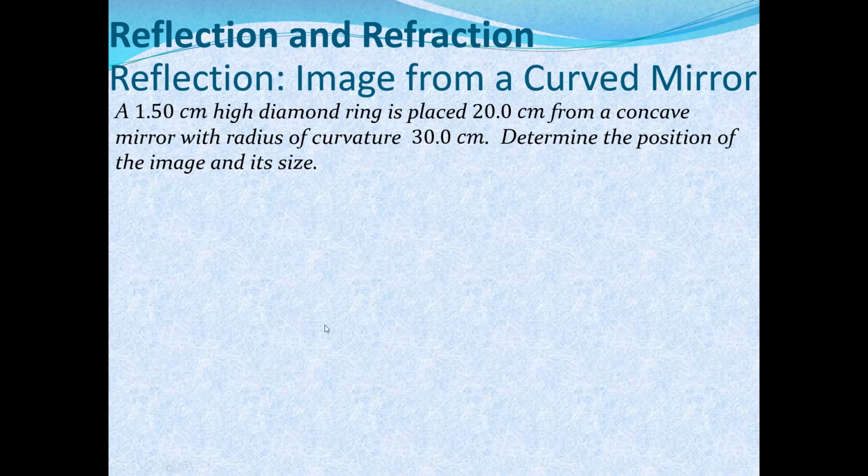All right. So here what we have is a diamond ring. It's placed 20 centimeters from a mirror that has a radius of curvature of 30. So from here I know that the focal length is 15. So this image is going to be somewhere between the focal length and the radius of curvature. And they want the position of the image and the size.